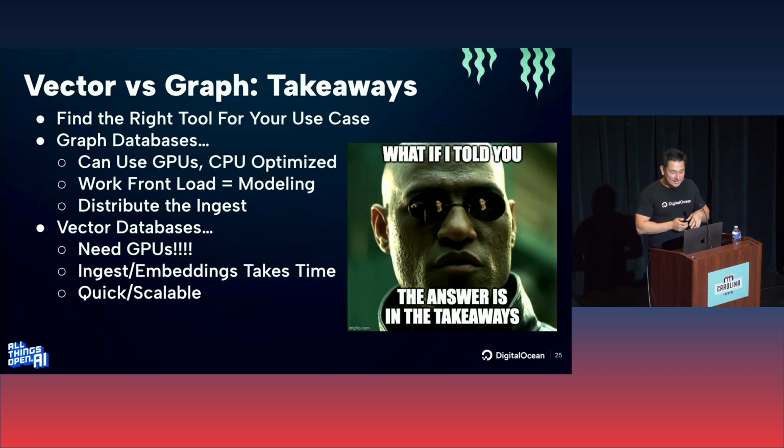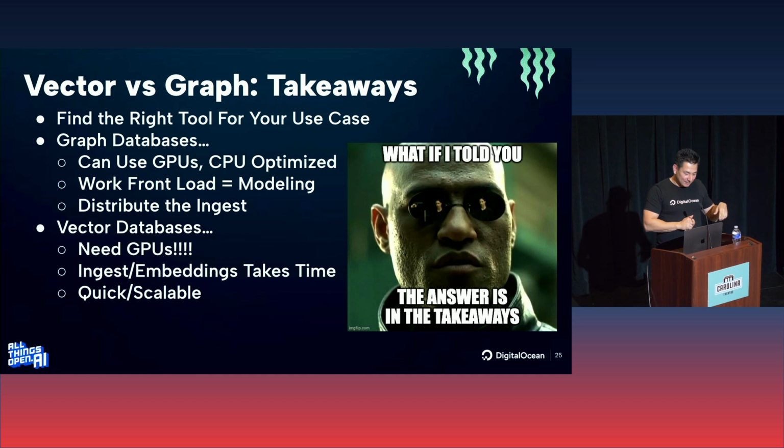In this particular case, some graph databases are accelerated by GPUs, which is interesting, but most of them are CPU optimized. CPU optimized is another way of saying you need to ingest all of your data, apply structure to it, and put it into your graph database. But the cool thing is that because it doesn't require any special hardware, you can distribute the ingest across all the CPUs you need in your Neo4j cluster or whatever.